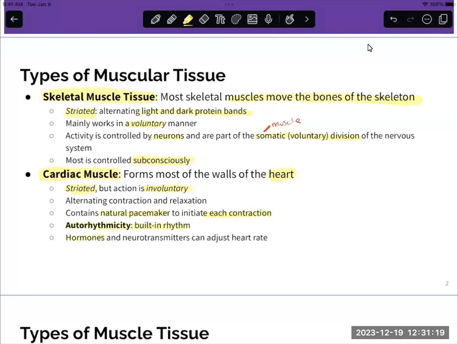Hormones are going to change that rhythm, and so can neurotransmitters. These are chemicals that the brain or the nervous system uses to communicate.